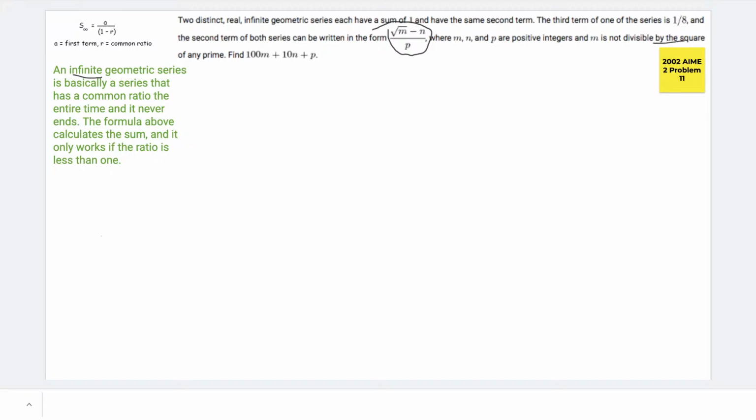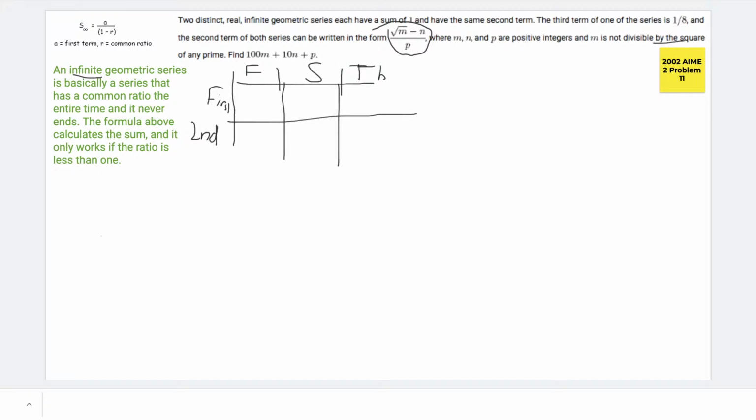Now, in such a problem, don't be afraid of using variables. So pretend this is the first term, this is the second term, and this is the third term. And this is the first series, and this is the second series. Now in the problem it says that the second term is the same. We don't know the second term. Let's just say it's x. And it says the third term of one of the series is 1 over 8. So let's say this is 1 over 8.